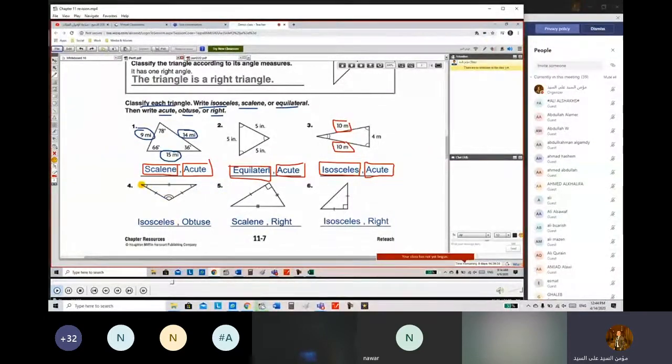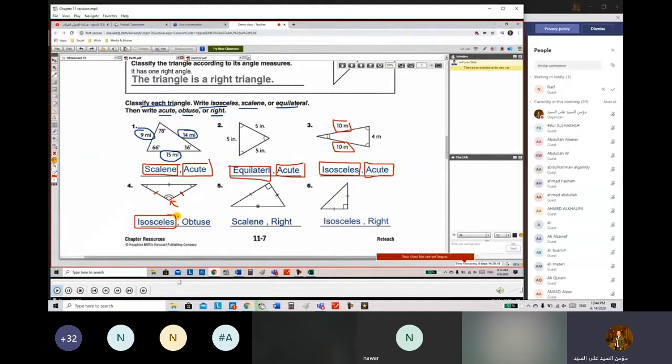Okay, the next one. We have the signs here. It means that we have only two sides equal in length. So we can say this is isosceles triangle because we have only two sides equal in length. And we have one obtuse angle here, greater than 90. It's opened like that. So it will be obtuse triangle.